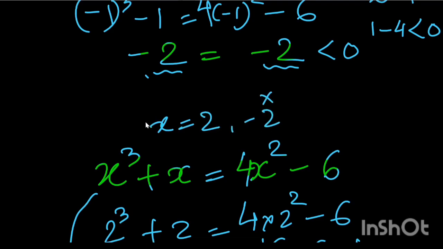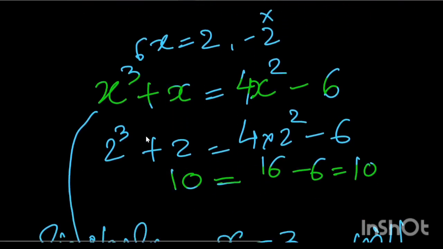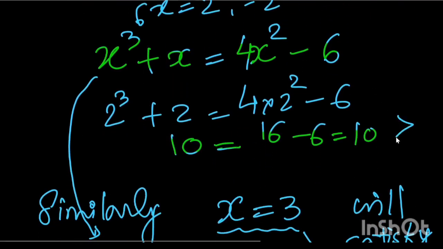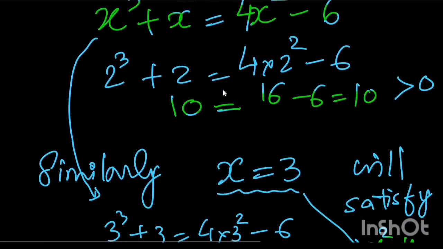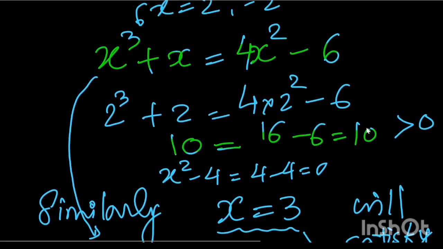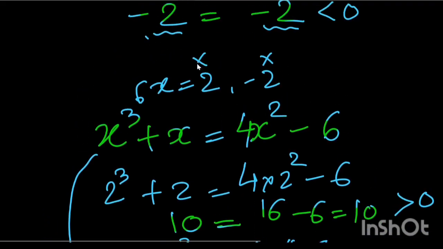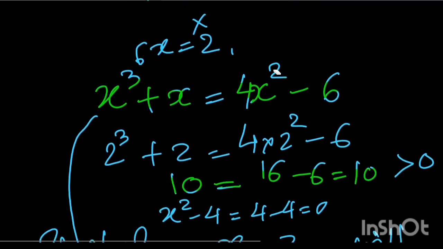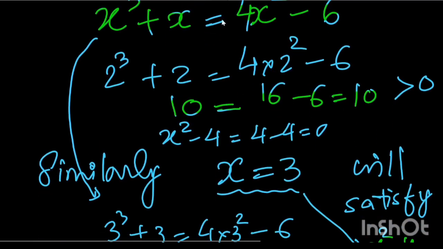So if you substitute x equals 2 here, it will make both the sides equal to 10, which is positive. But the problem with x equals 2 is it will make x square minus 4, which is the argument, 0. So 2 although is a root of the cubic, but it won't be considered a root of the logarithmic equation. Why? Because it is making the argument, which is x square minus 4, 0.